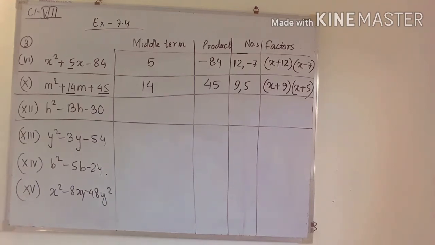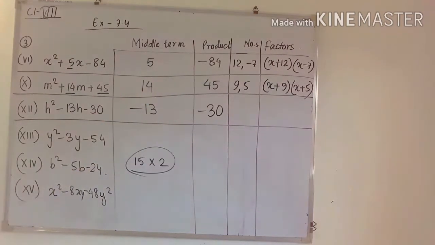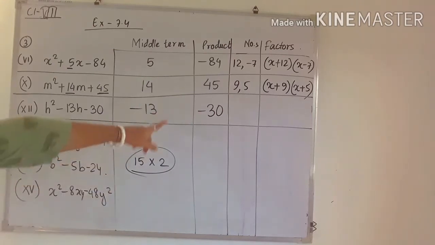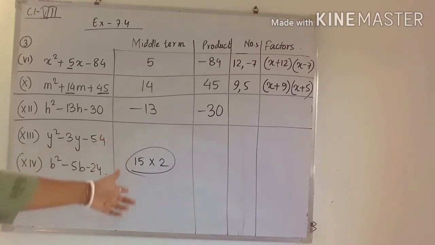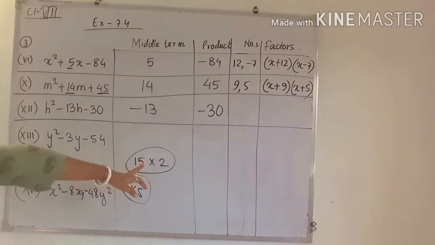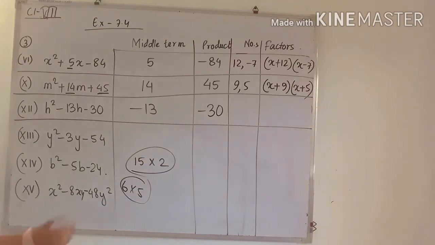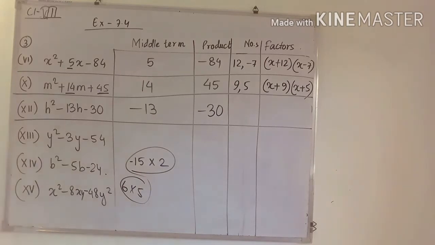So see the next question. Next is what? The middle term is minus 30, and the product is minus 30. So 30 can be factorized, and I am writing 15 into 2. One question may arise in your mind: why have I written 15 into 2? I can write 6 into 5 also, but by adding 6 with 5, we will not get 13. So if I write 15 into 2, that will be 30, and if I write minus before 15, it will be very much clear.